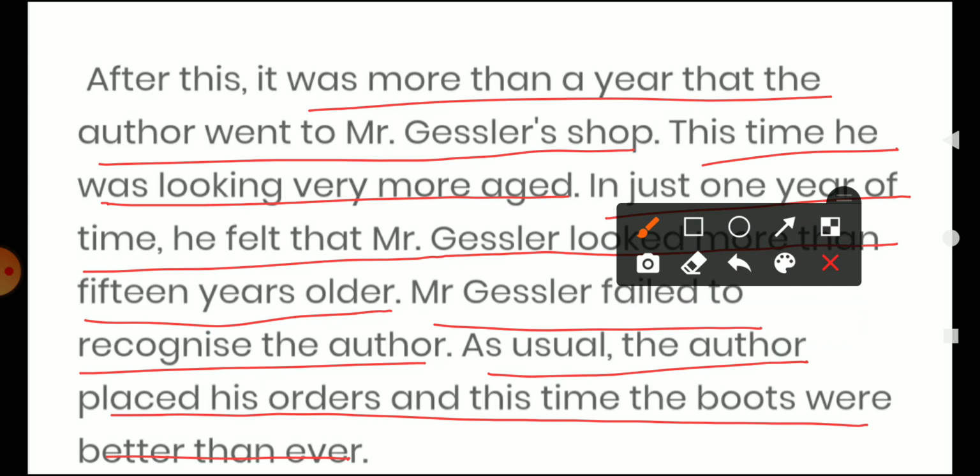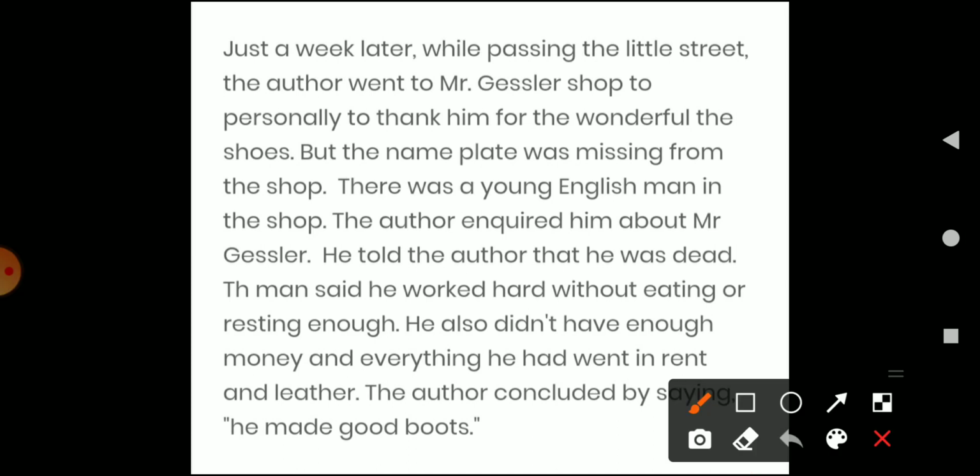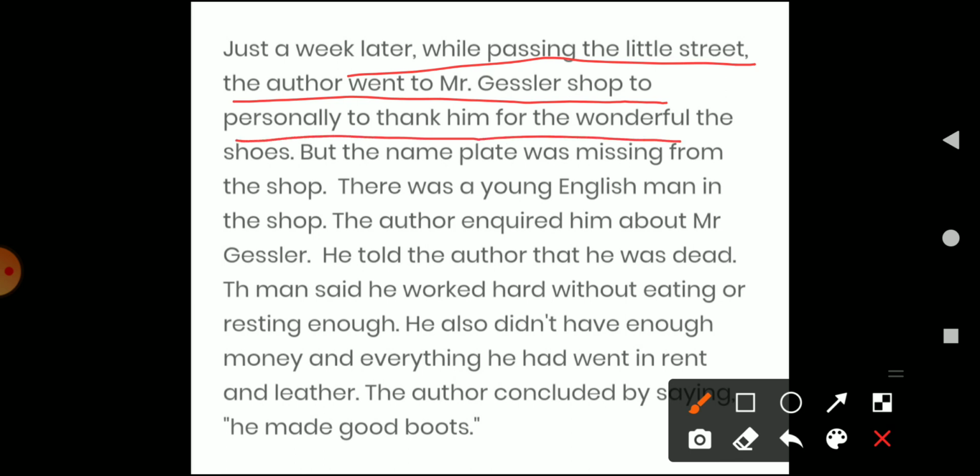Okay, so moving further, children, just a week later, while passing the little street, the author went to Mr. Gessler's shop to personally thank him for the wonderful shoes. But the nameplate was missing from the shop. There was a young Englishman in the shop. The author inquired him about Mr. Gessler. He told the author that he was dead.